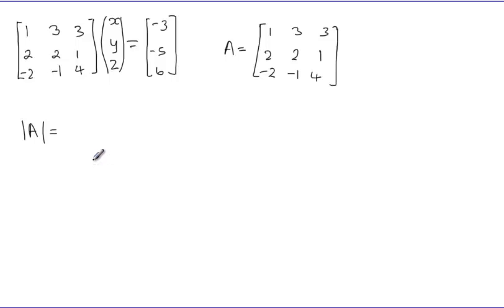Which row do you want to choose? Row 1. Want to move along row 1? Yeah. Okay, let's do this. Then we're going to have 1 here, times (-1) to the power 1 plus 1, times the minor determinant, which is 2, 1, minus 1, and 4. Please, guys, agree, check that's correct.